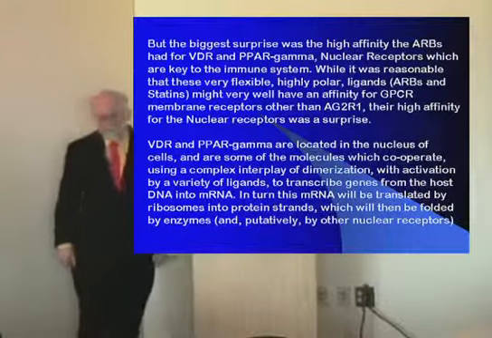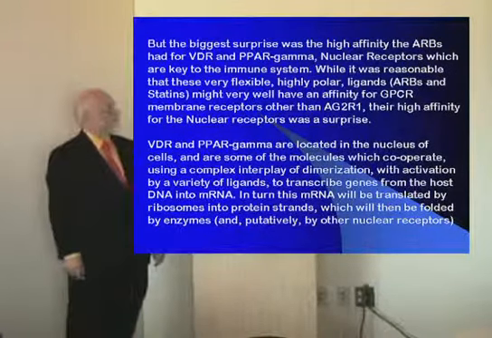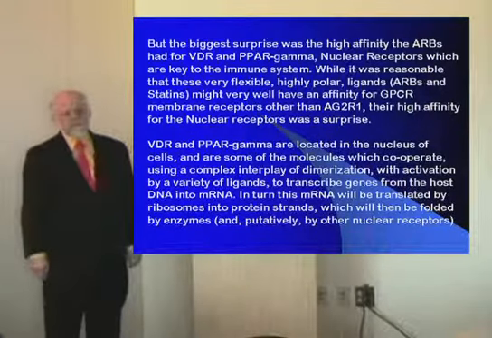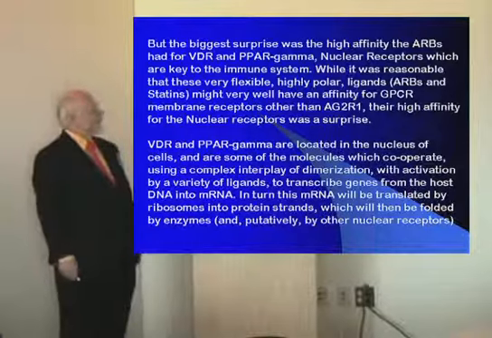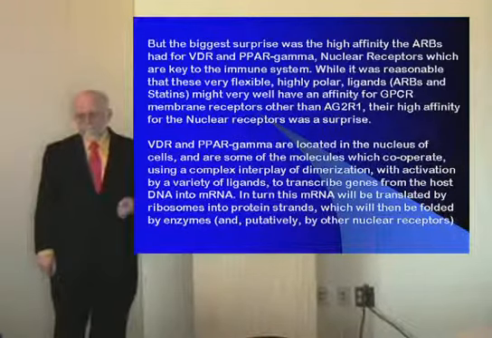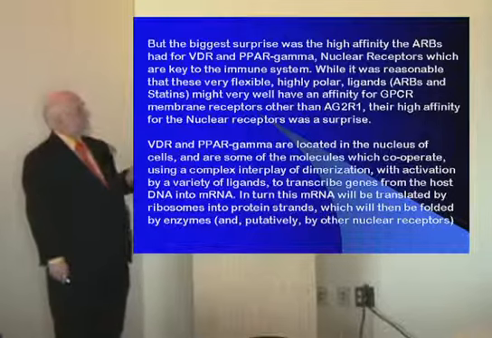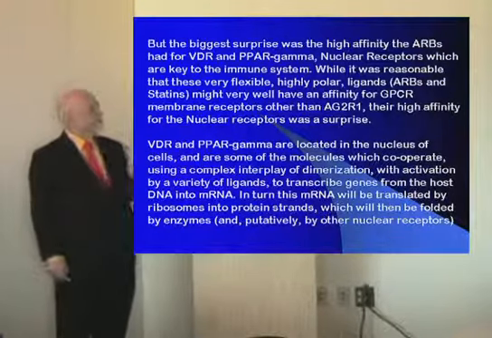But the biggest surprise we had was the extremely high affinity which the ARBs had for VDR and PPAR gamma, which are nuclear receptors. These are in the nucleus, not on the membrane of the phagocytes, but in the nucleus of the phagocytes. And they're key to the operation of the immune system.